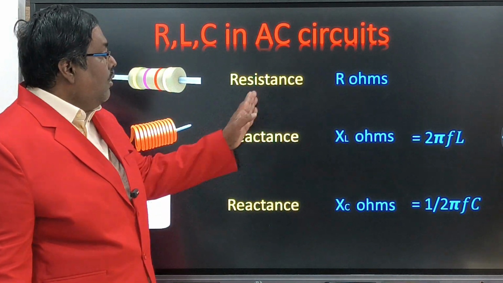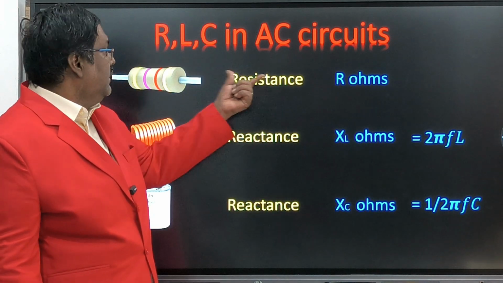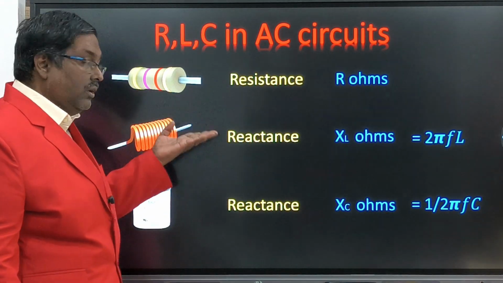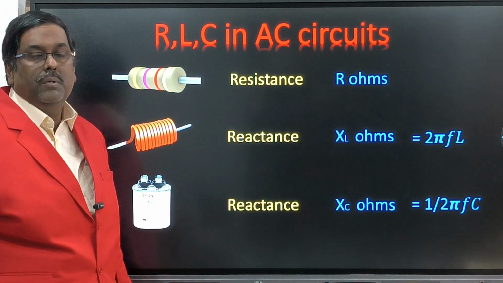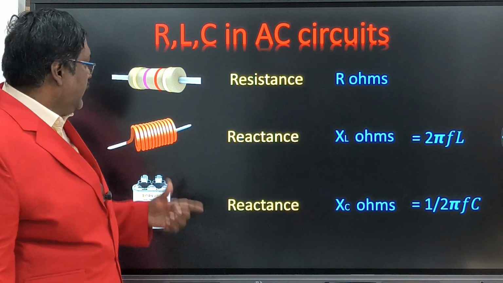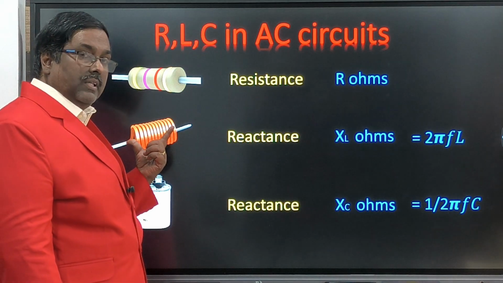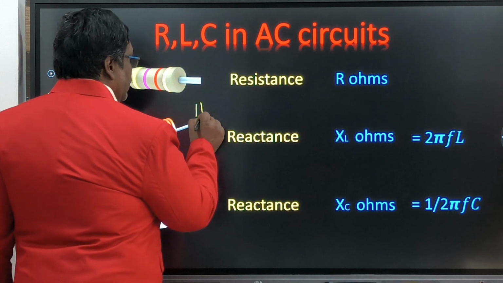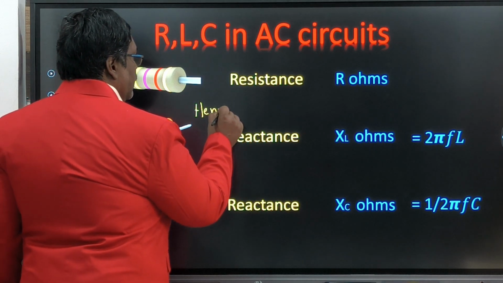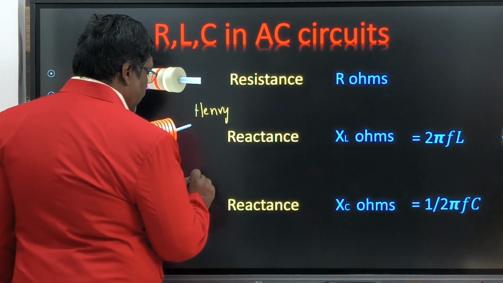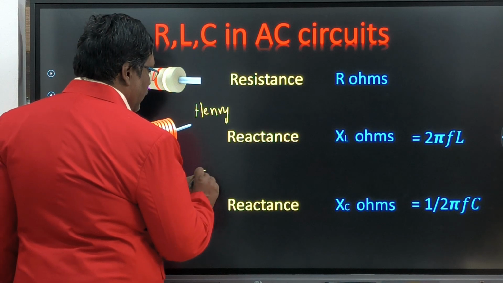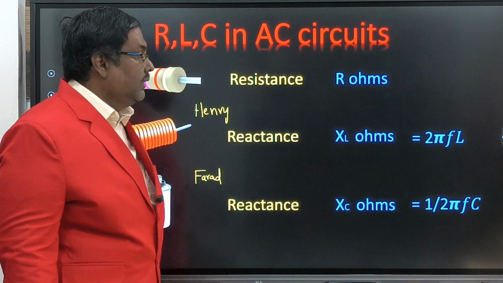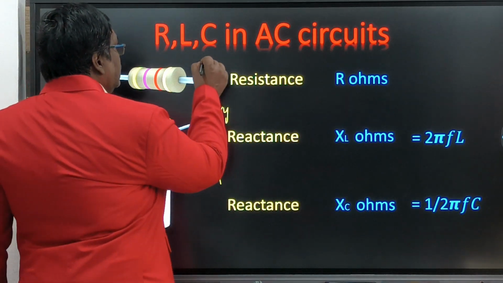Okay. Now how to find this? Because here there is a value. With a multimeter you can check, but you cannot check these two reactances directly in the multimeter. With a multimeter you can check the value of the inductor, and the unit is Henry. The capacitor value is in Farad. Resistance is in ohms.